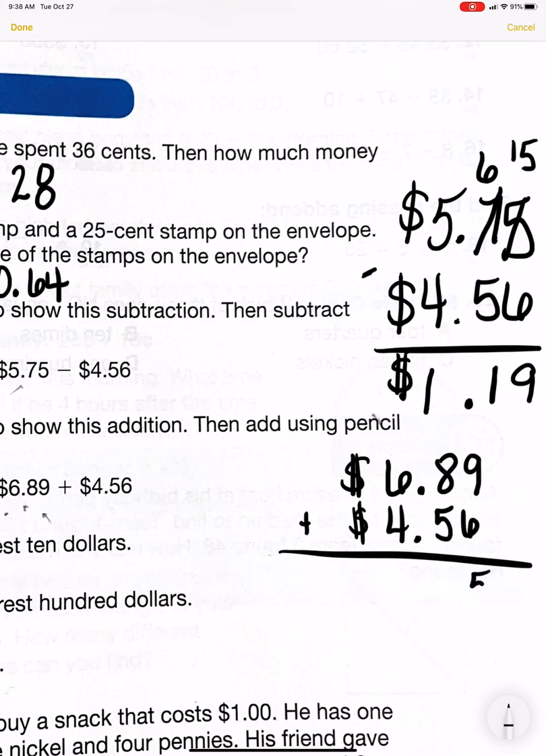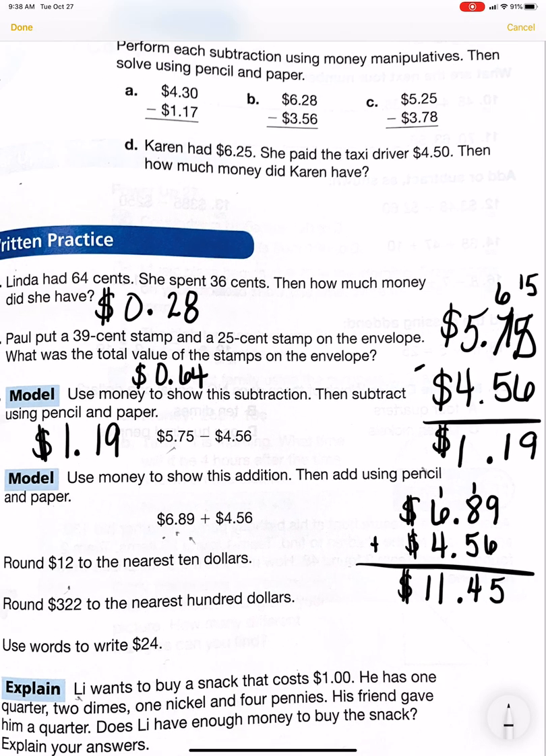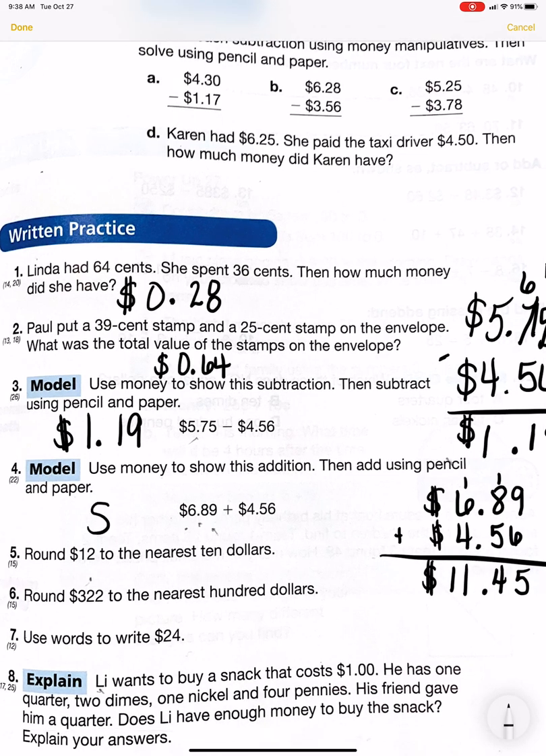Nine plus 6 is 15. 8 plus 1 is 9. Plus 5 is 14. Decimal. 6 and 1 is 7. Plus 4 is 11. Dollar sign. $11.45.